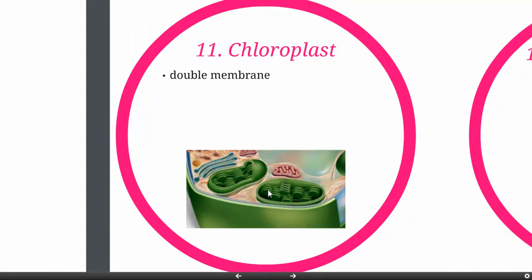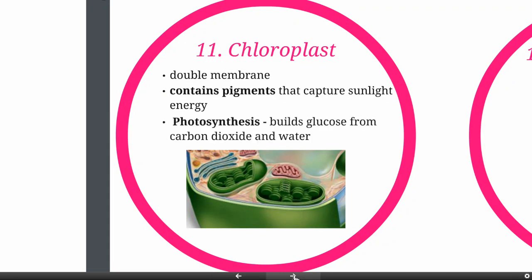I always think it looks like it's got stacks of poker chips in it. Those are actually called thylakoids. This organelle contains the pigments that are able to capture sunlight energy and convert that into chemical energy. And so it's going to allow them to do the process we all know as photosynthesis. And this was a process where you build glucose from carbon dioxide and water as the building blocks, and the energy to do that comes from sunlight.